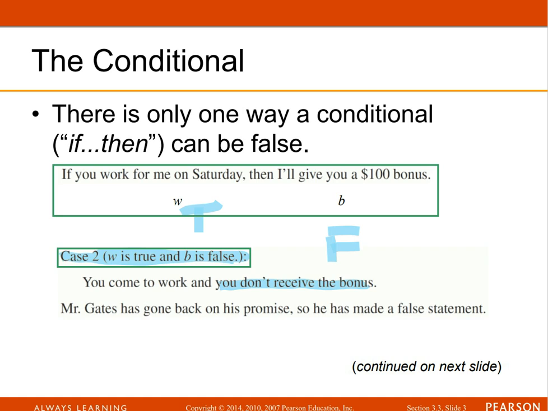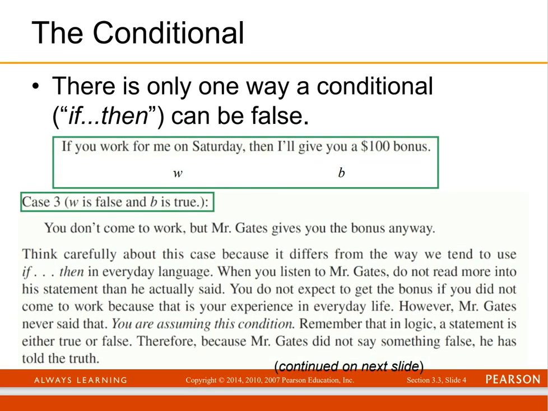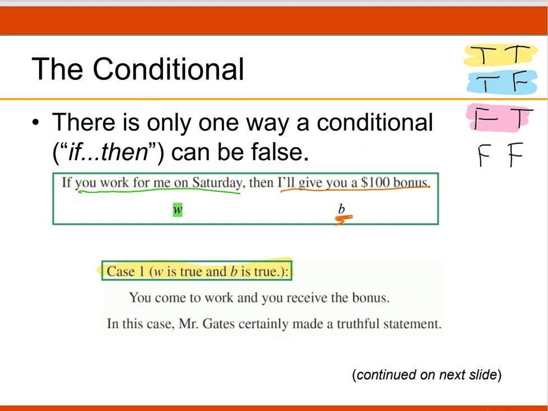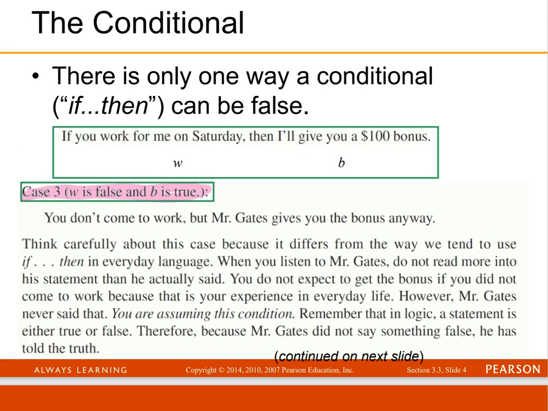Okay, so now we go to the third situation, which is when W is false, but B is true. So that was this one. False, then true. So your boss is telling you to come to work on Saturday, but you didn't. You were like, nah, I don't need that $100. I'd rather relax on Saturday. So the first part of the statement is false because you don't come to work. That's the false part. However, Mr. Gates gives you the bonus anyway. That should make you happy.